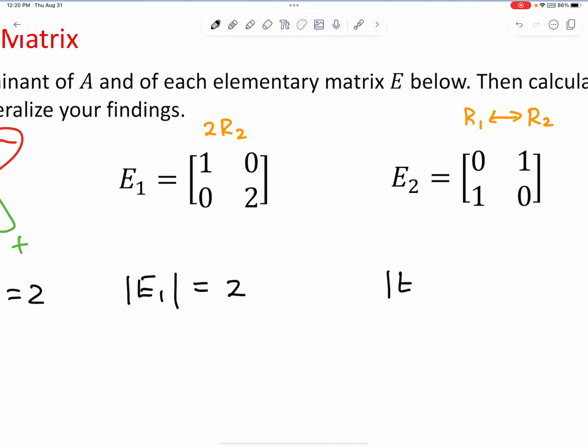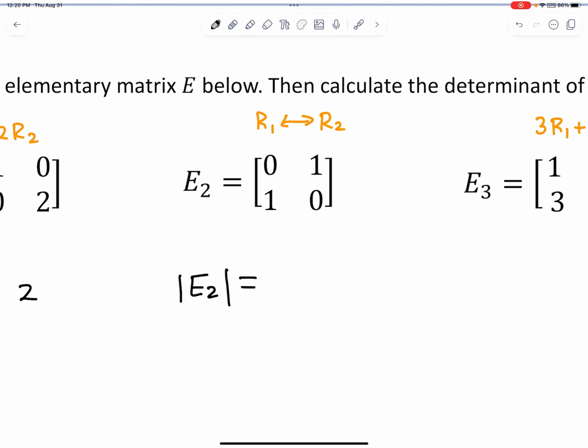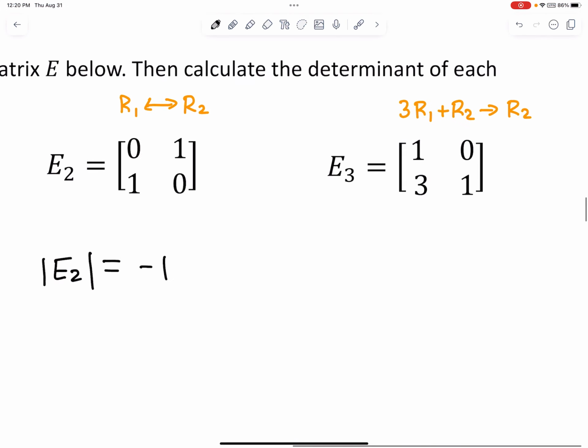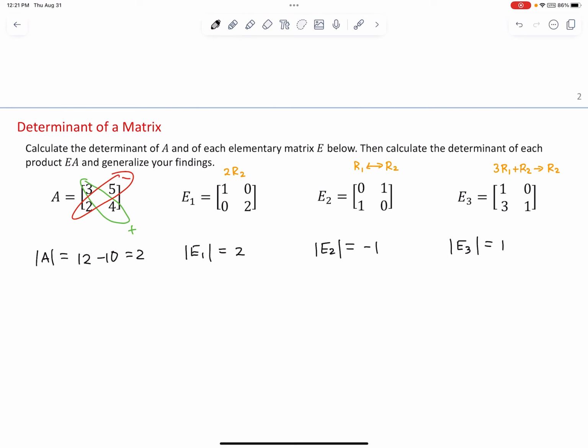The determinant of E2 will be 0 times 0 minus, and then 1 times 1. So we should get negative 1. And the determinant of E3 will do 1 times 1 minus, and then 3 times 0. So we should get 1 minus 0. We just get 1. We can generalize these statements.